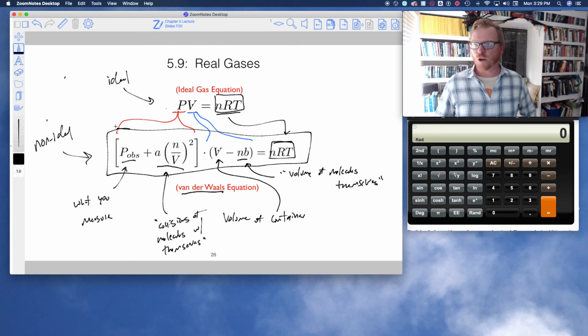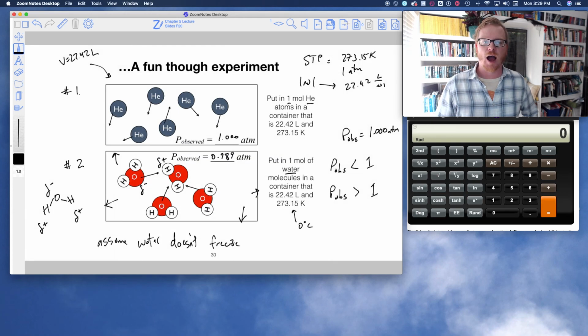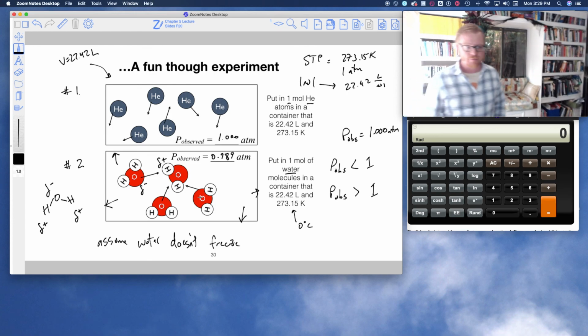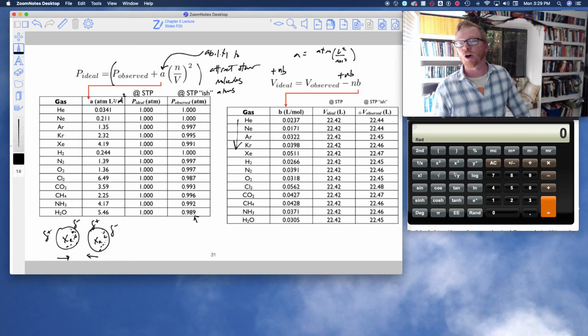Okay, and you'll only have to do, I think, one calculation on this in your homework. More important, what I want you to understand is related to this idea. When we consider that molecules can actually attract each other, it reduces the pressure. When we consider that molecules actually occupy real volume, it will increase the volume of our sample.